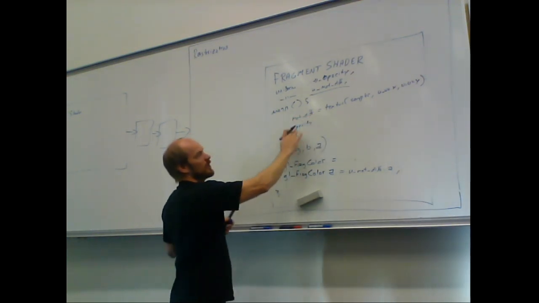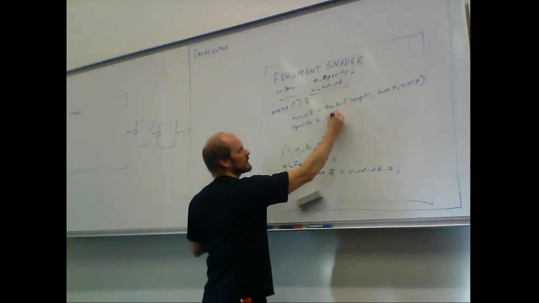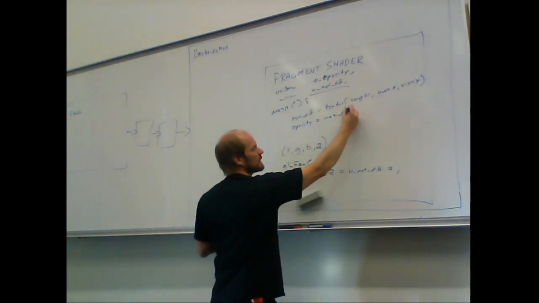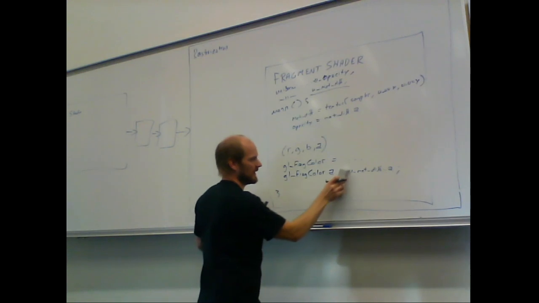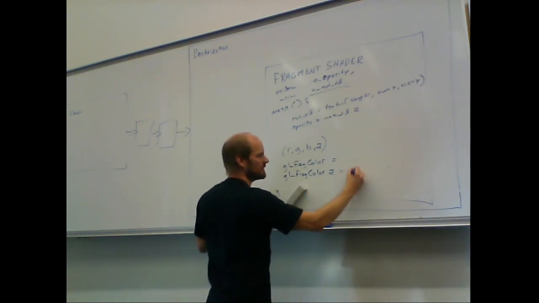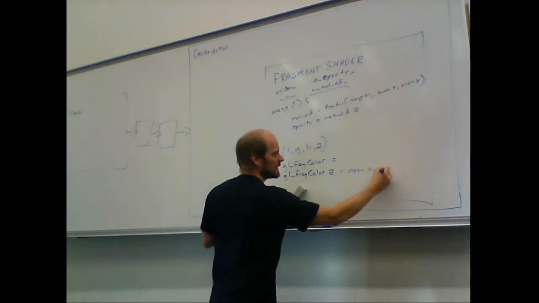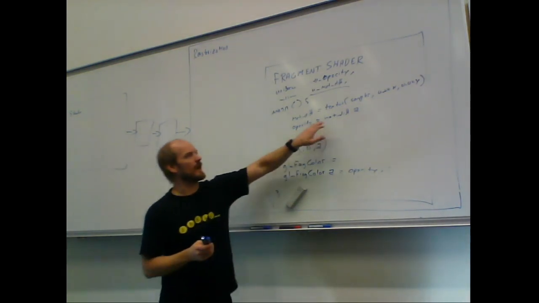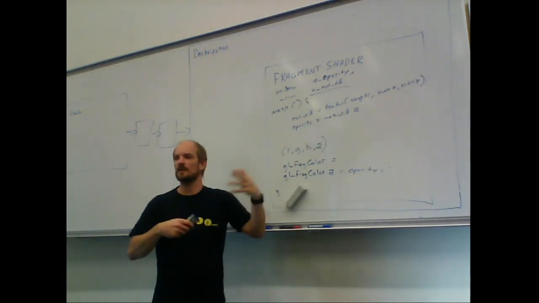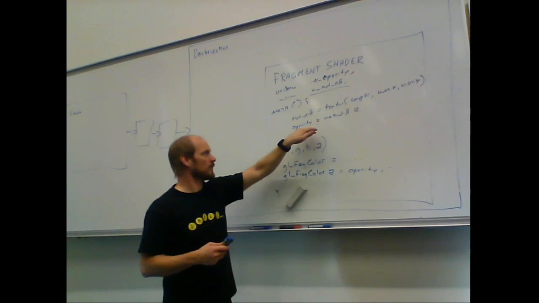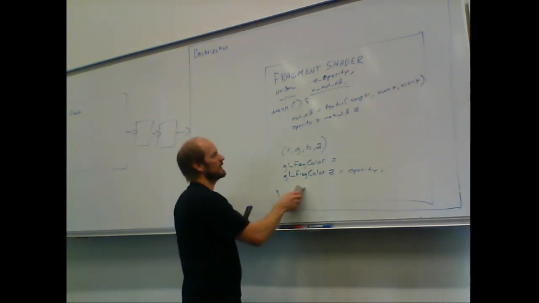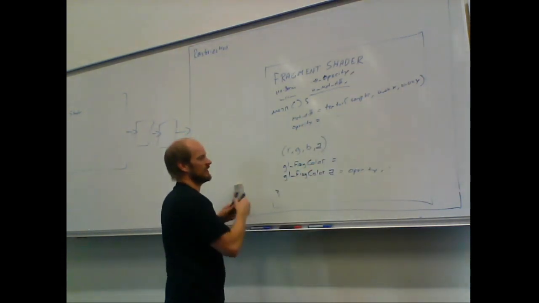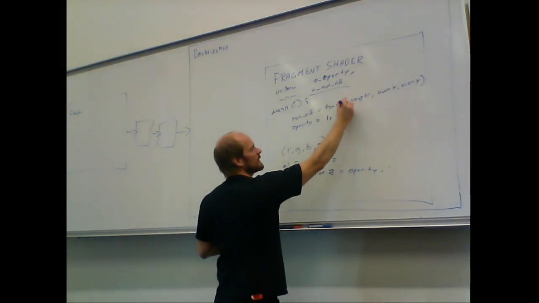So I could say opacity now equals material diffuse dot A, and then here I'm just going to say this equals opacity. It's often nice to do this, to grab this before we start applying lighting calculations and stuff to it. Either way.